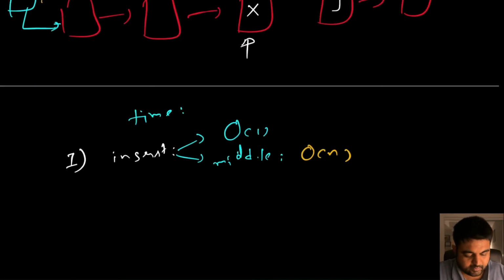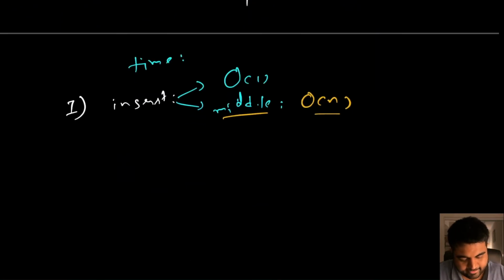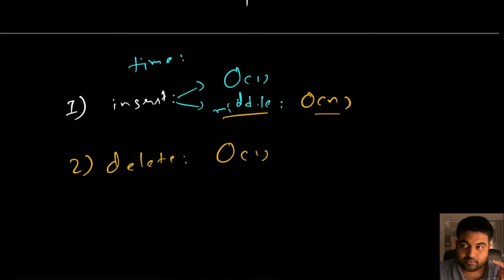So whenever you have to insert somewhere in the middle or towards the end, and if it is a single linked list, then it is going to take big O of n time. Second operation is delete. Same way for the deletion, the deletion itself is big O of 1, but in order to reach the point that we are trying to delete, that takes big O of n. So you will have to distinguish this whenever you are thinking about time complexities.